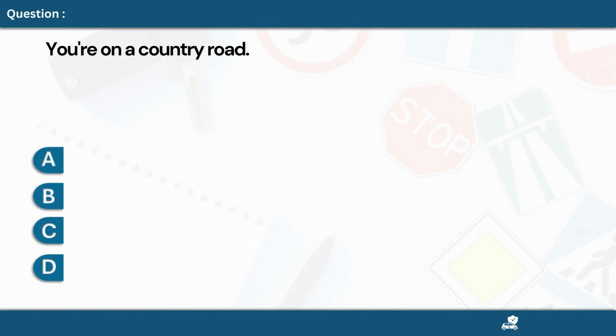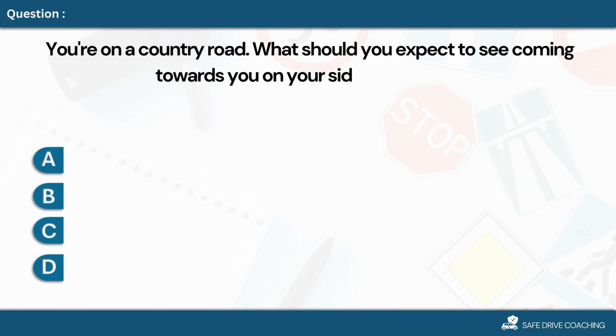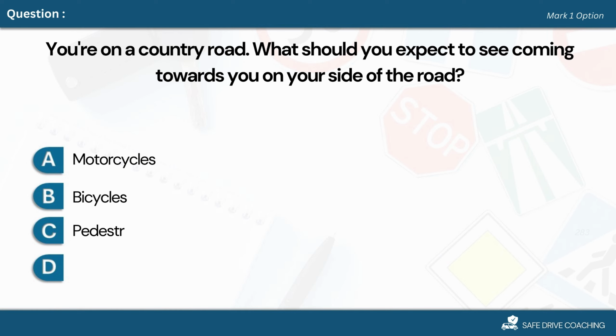You're on a country road. What should you expect to see coming towards you on your side of the road? A. Motorcycles. B. Bicycles. C. Pedestrians. D. Horse riders.